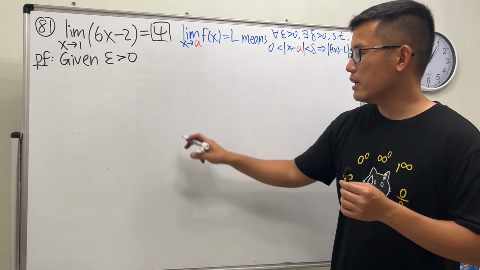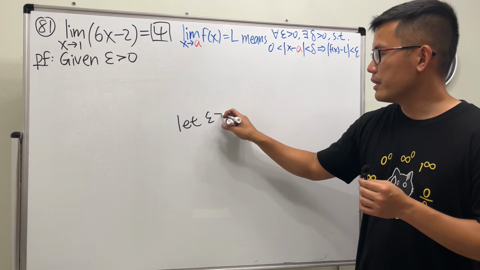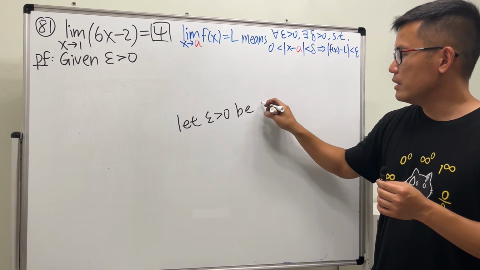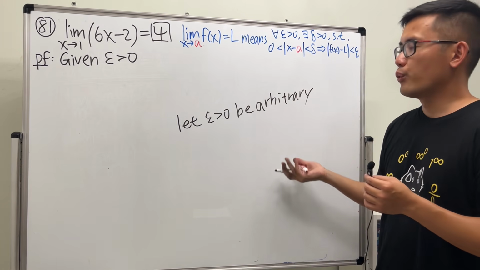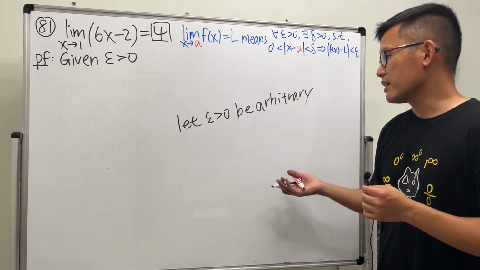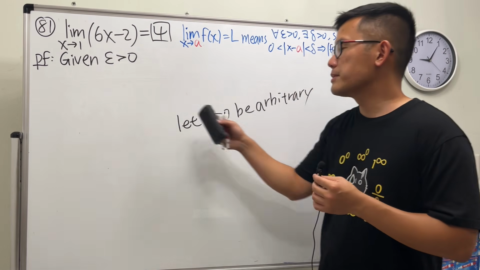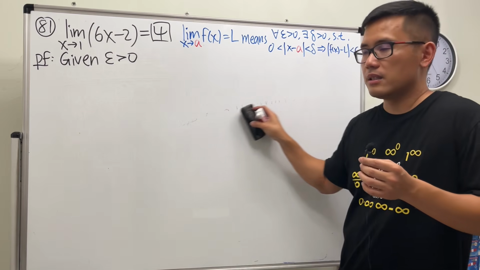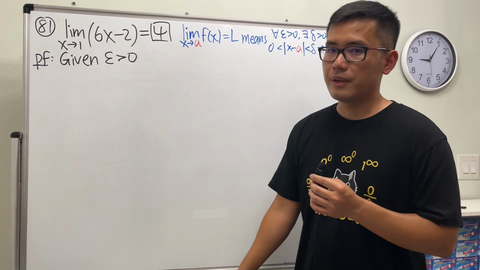And some people might say, you should say let epsilon be greater than 0 like this, and then be arbitrary. That's cool too, you know. If you say something like this, you sound more like a mathematician. And if you write given epsilon greater than 0, that's short and concise, and the people wouldn't get mad at you. So either way, but given, I think it's okay.